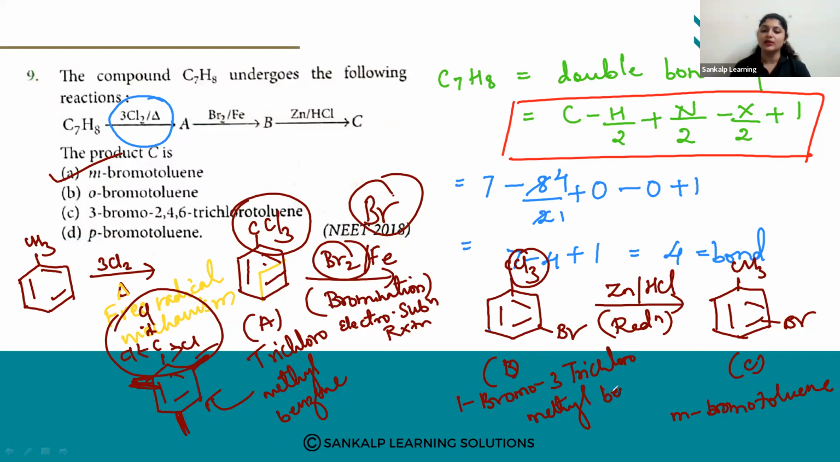On further reduction, zinc in the presence of HCl acts as a reducing agent. Reducing agent means it will add hydrogen, so all the Cl atoms will be replaced by hydrogens. So the option C, compound C, is nothing but metabromotoluene. So option A is the right answer. I hope it is clear.